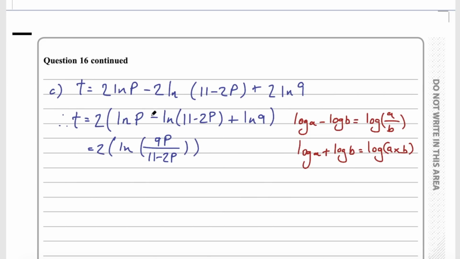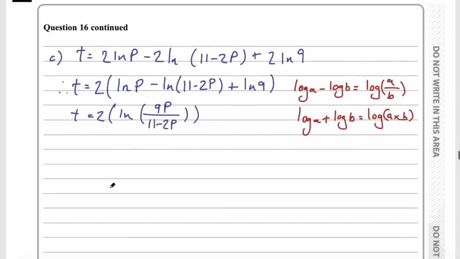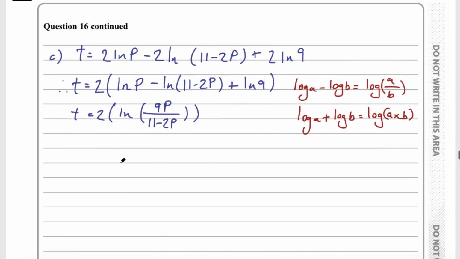So hopefully you can see I've divided p by this part here, p divided by 11 minus 2p, and then multiplied that by 9. So 9p over 11 minus 2p. And then remember, I need to get p by itself somehow. First thing I'm going to do is divide by 2 on the left hand side. So I'll get t divided by 2 equals the natural log of 9p on 11 minus 2p.